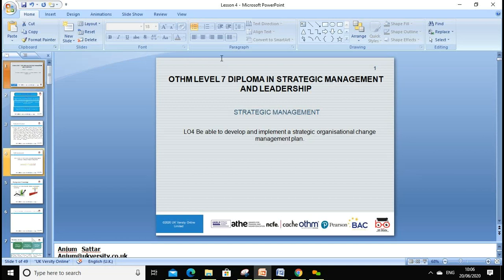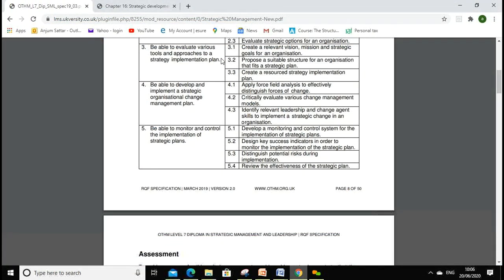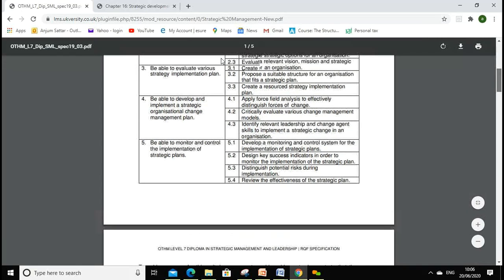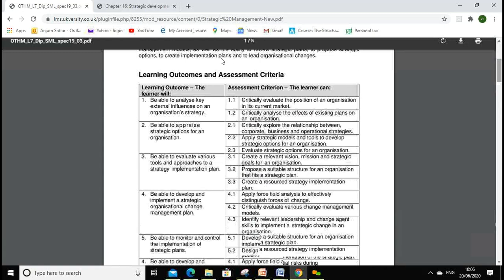Today's lesson will go through our LO4, which is the second last learning outcome. Before starting this lesson, first of all, we recap what we learned during our last three lessons. Anything you remember what we learned during our last three lessons?